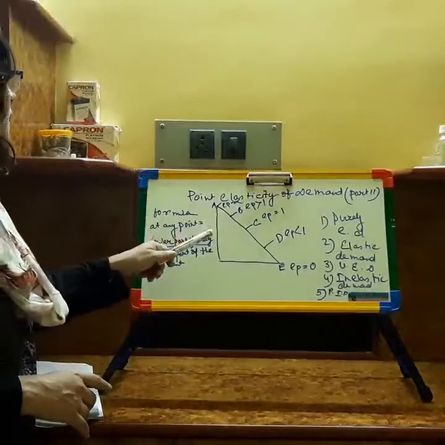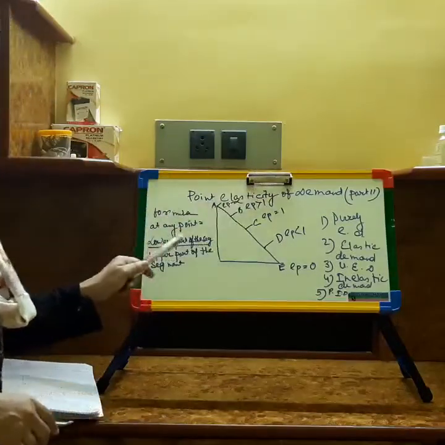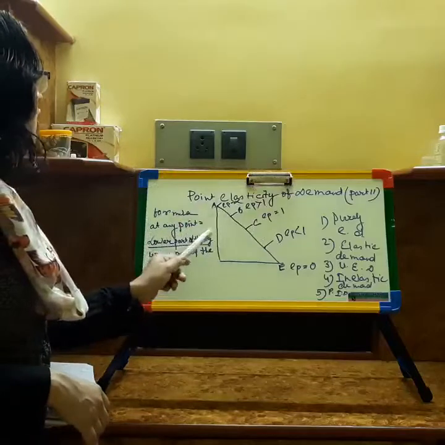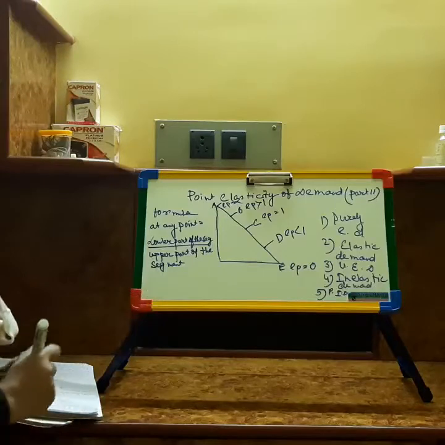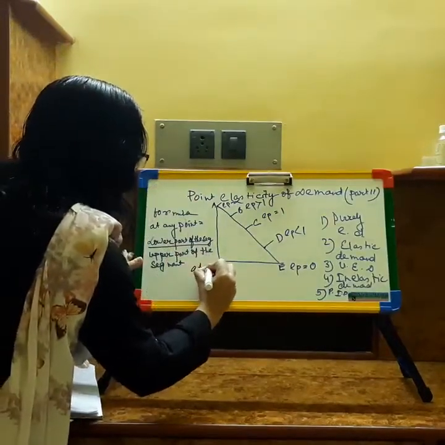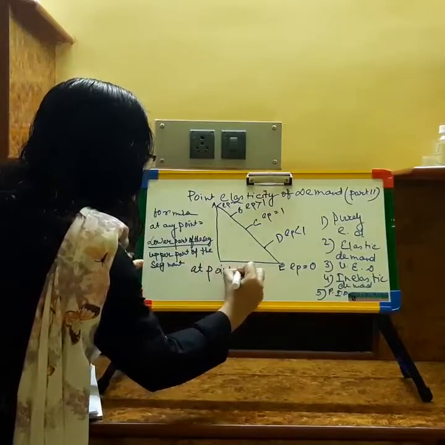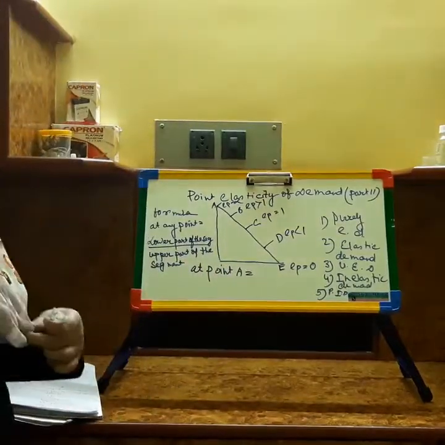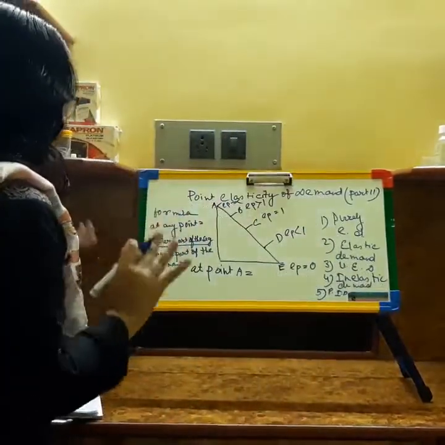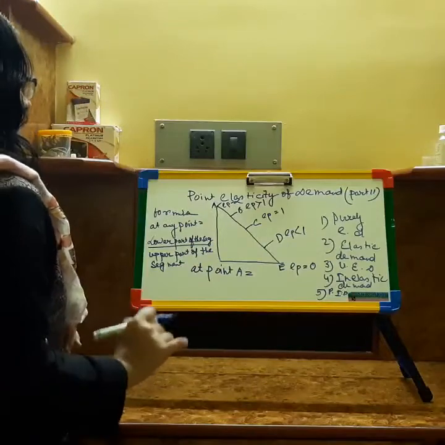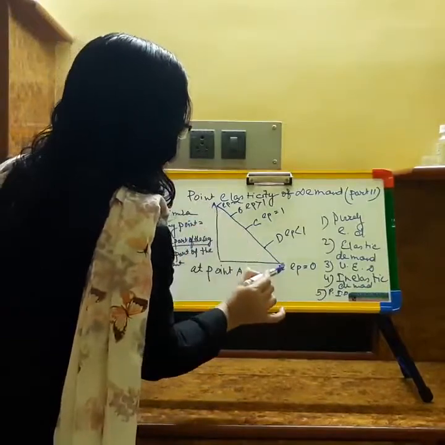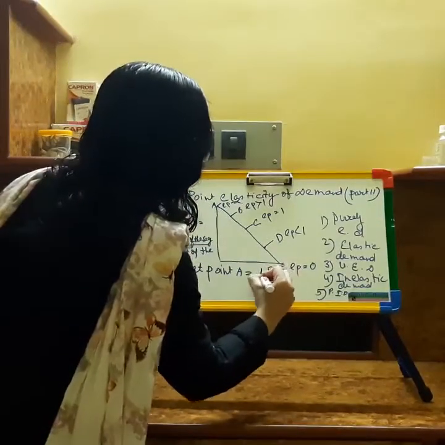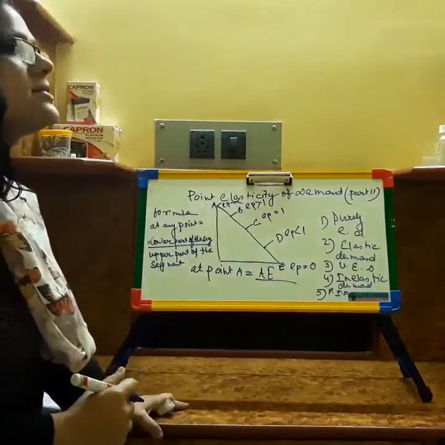So what is the formula? Elasticity of demand at any point is the lower part of the line segment divided by the upper part of the line segment. Now, if I want to measure the point elasticity of demand at point A, what is my formula? Lower part of the line segment divided by upper part of my line segment. What is the lower part of the line segment here? AE. And what is the upper part of the line segment?